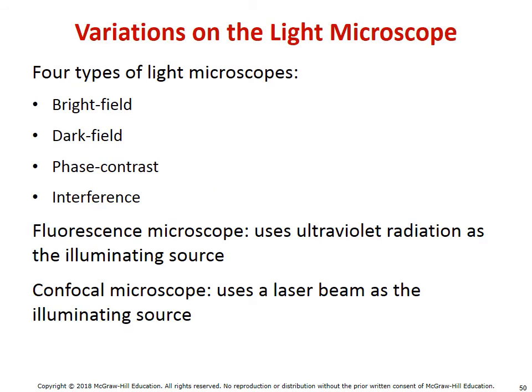So there are some different variations of light microscopy. There are 4 major ones that exist, but really only 2 are what we'll care about, the bright field and dark field light microscopes. But we'll also discuss for just a brief amount of time the fluorescent microscopes and confocal scopes.